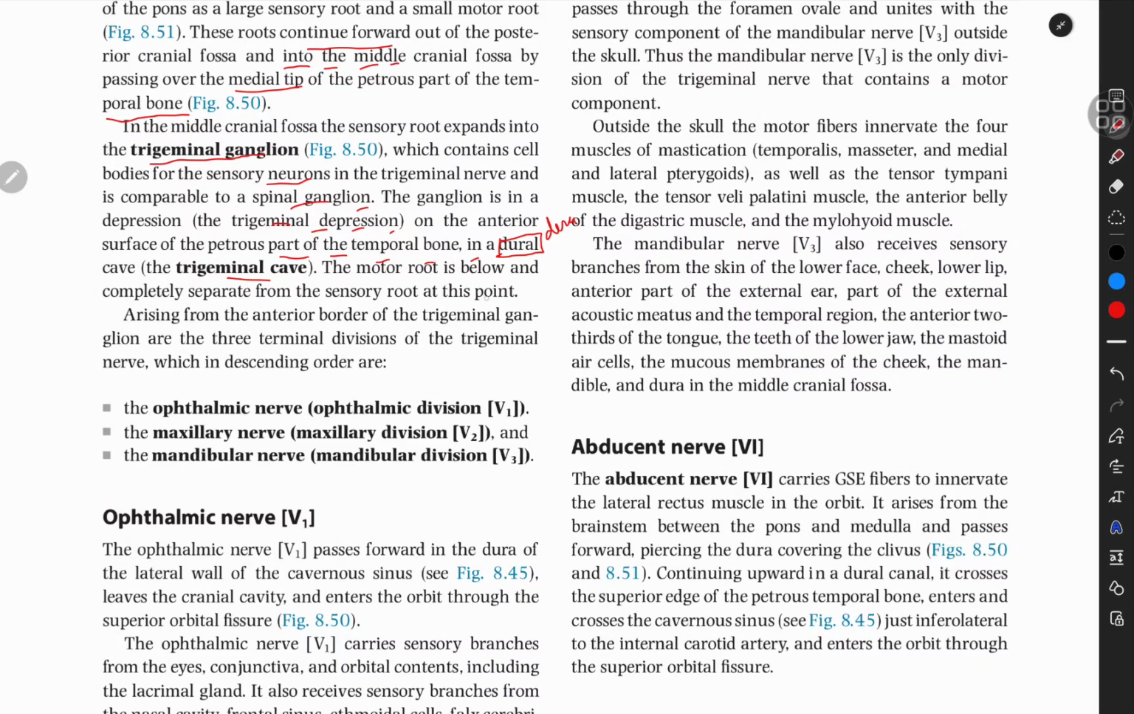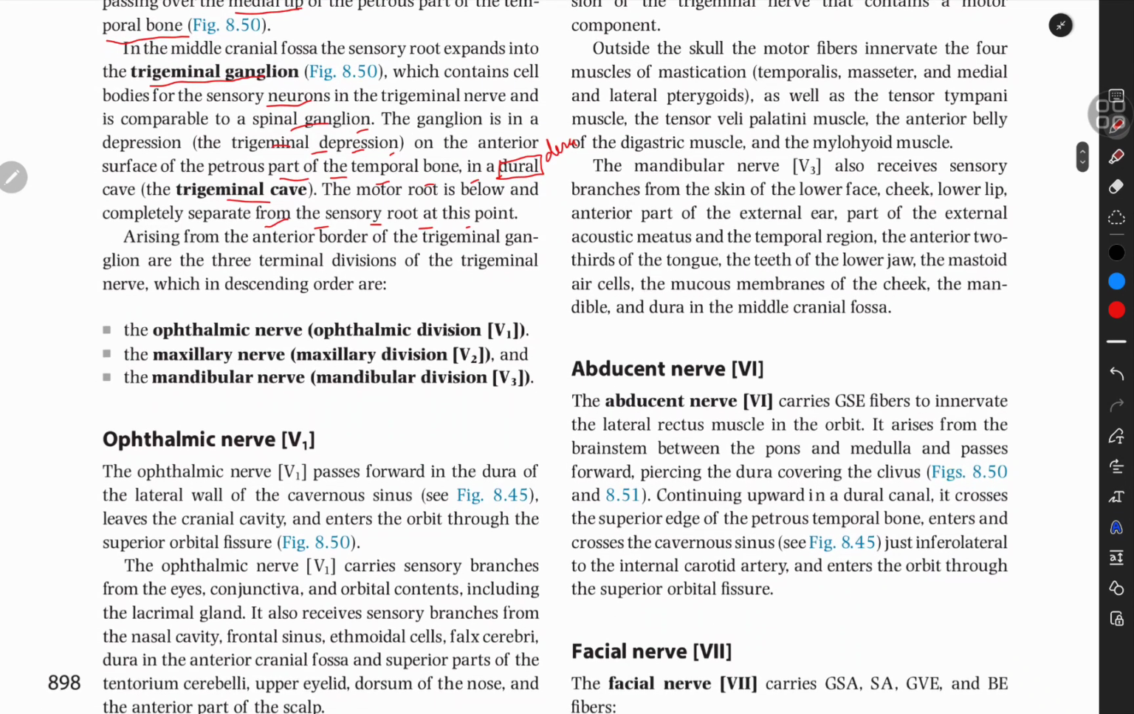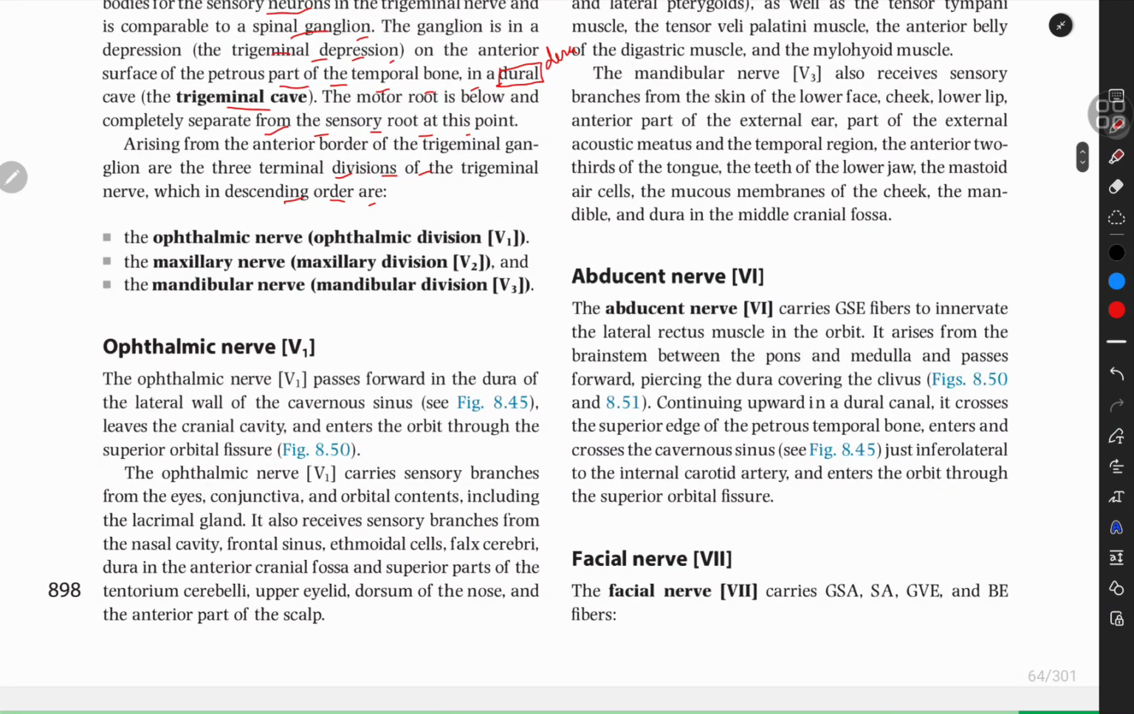The motor root is below and completely separate from the sensory root at this point. Arising from the anterior border of the trigeminal ganglion are three terminal divisions of the trigeminal nerve, which in descending order are the ophthalmic nerve, which goes through the superior orbital fissure, the maxillary nerve, and the mandibular nerve. These go through the foramen rotundum and foramen ovale.